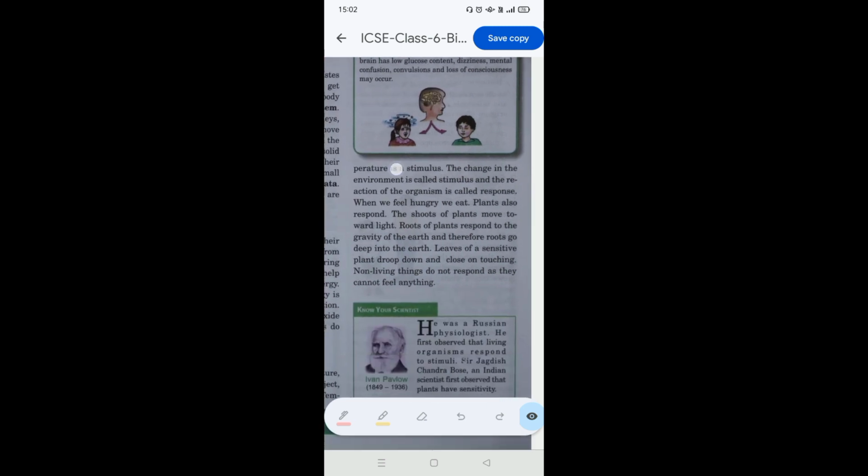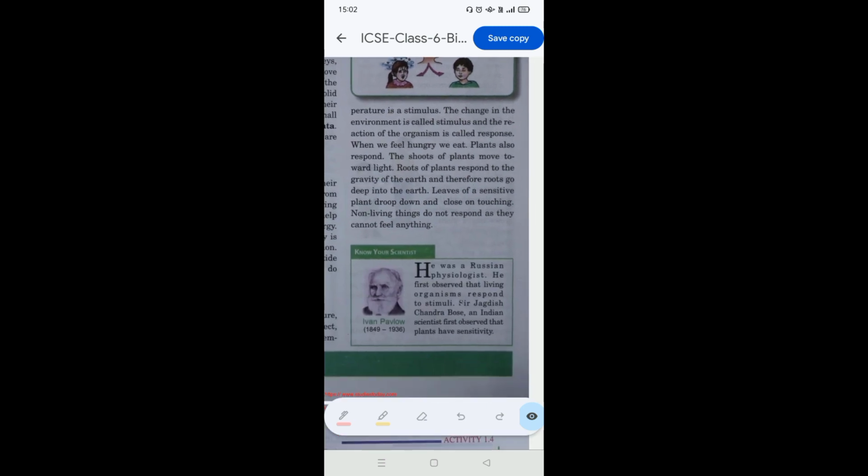Moving on. Know your scientist. This person is Ivan Pavlov, who was born in 1849 and died in 1936. His lifespan was from 1849 to 1936. He was a Russian physiologist. He first observed that living organisms respond to stimuli. Sir Jagadish Chandra Bose, an Indian scientist, first observed that plants have sensitivity.